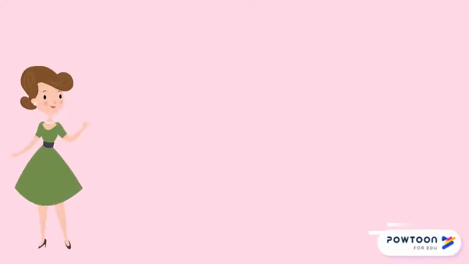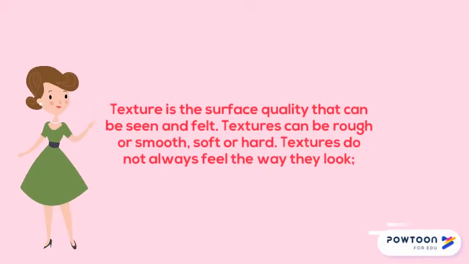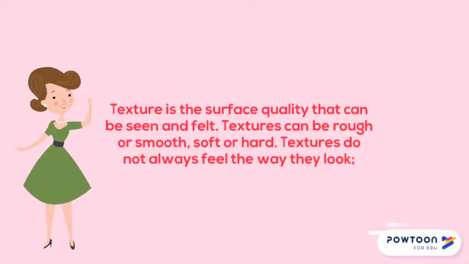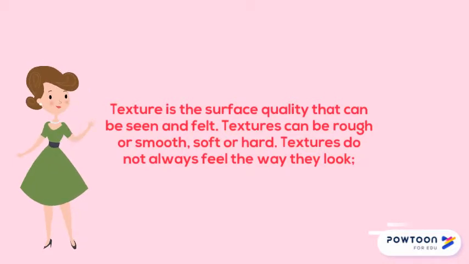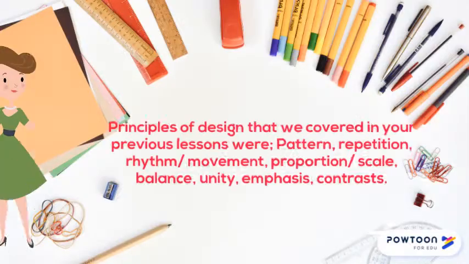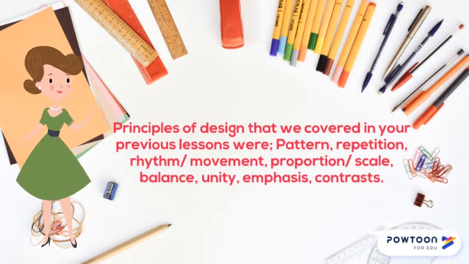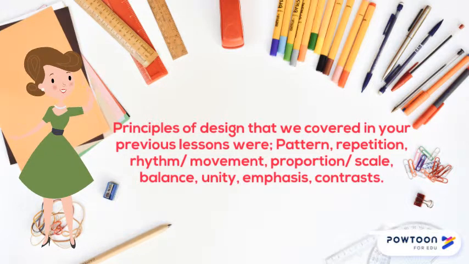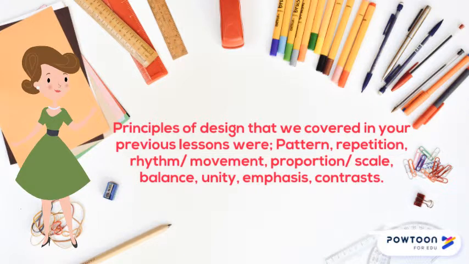Texture is a surface quality that can be seen and felt. Textures can be rough or smooth, soft or hard, and textures do not always feel the way they look. For example, a drawing of a porcupine may look prickly, but if you touch the drawing, the paper is so smooth. Principles of design that we covered in your previous lessons were pattern, repetition, rhythm or movement, proportion and scale, balance, unity, emphasis, and contrast.